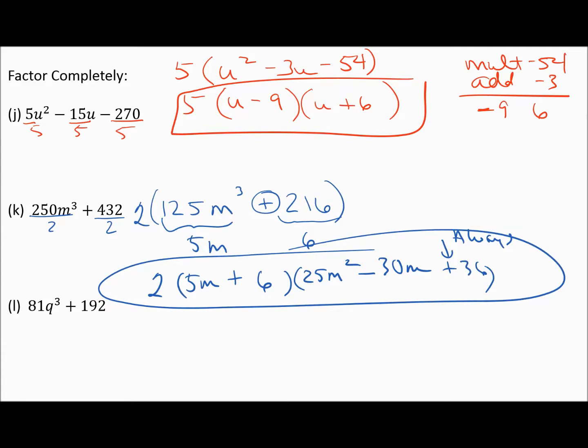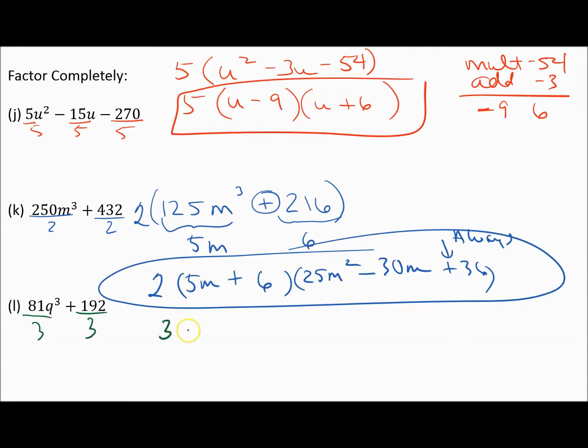All right. Third problem here, 81q to the third plus 192. Is there anything common to 81? Now, 81 is not a perfect cube. Neither is 192, so I'm hoping there's something in common to both of these. I know 81 will divide by 3. It'll divide by 9. Let's check on 192. Does 192 divide by 9? And it does not. Does it divide by 3? It does. So let's pull out the greatest common factor of 3.